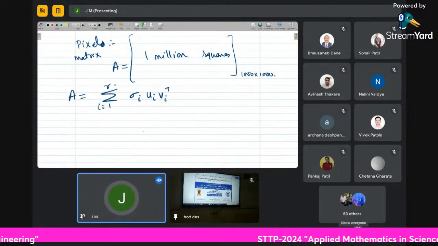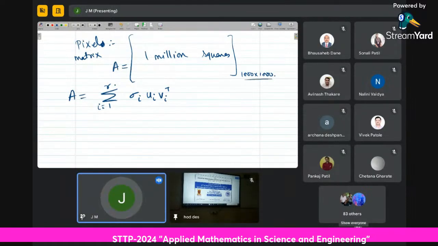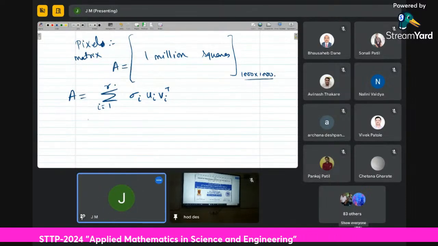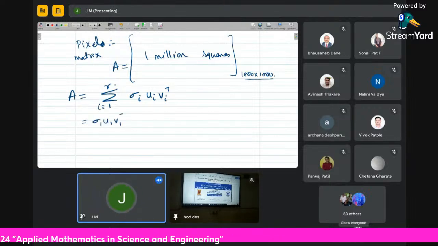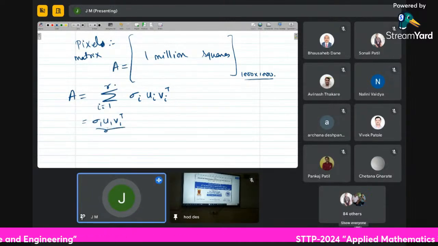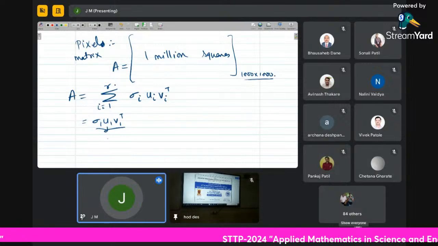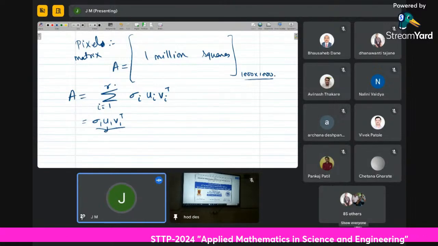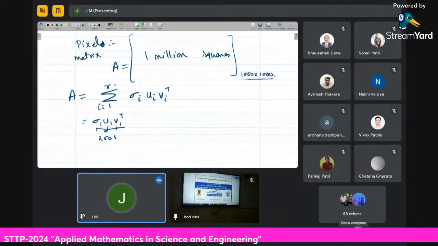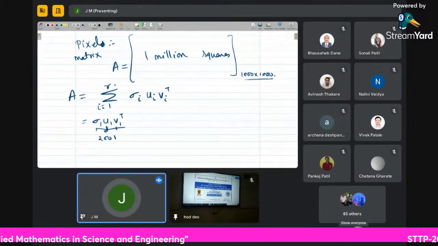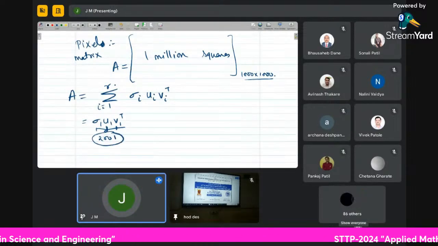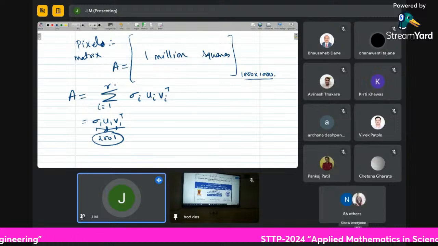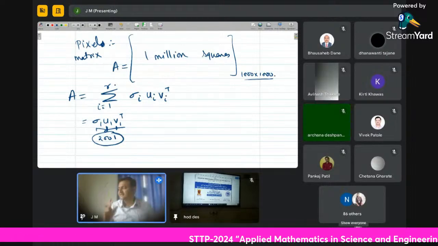Okay. Now what you do is, instead of sending this many entries, you first see sigma 1 u1 v1 transpose. That means how many entries are there in u1, v1? 1000 entries here, 1000 entries here. So you're sending 2001 entries. तो इससे थोड़ा सा picture दिखेगा.